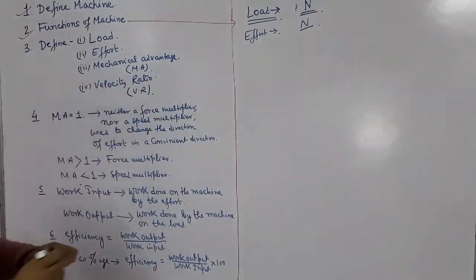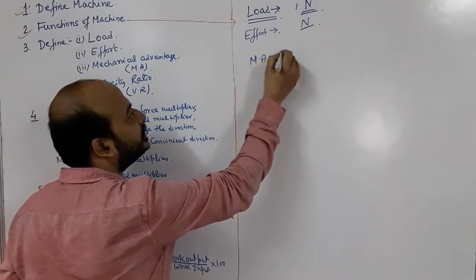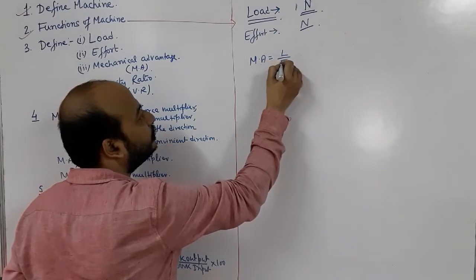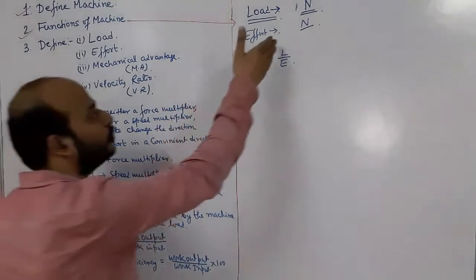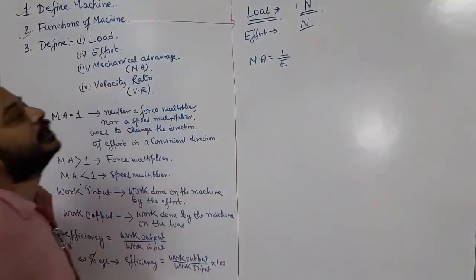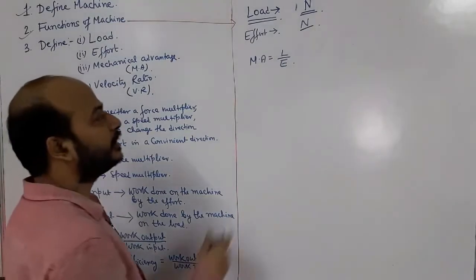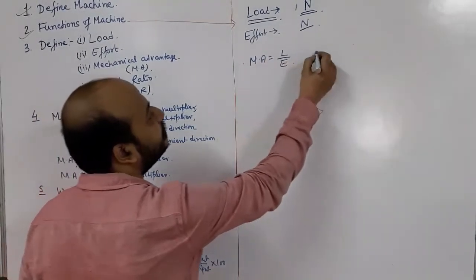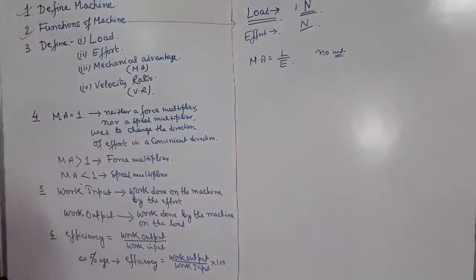Next is mechanical advantage. Now this mechanical advantage is the ratio of load to effort. So the ratio of the load to the effort is called mechanical advantage. Now since it is a ratio, it has no unit. So mechanical advantage has no unit.